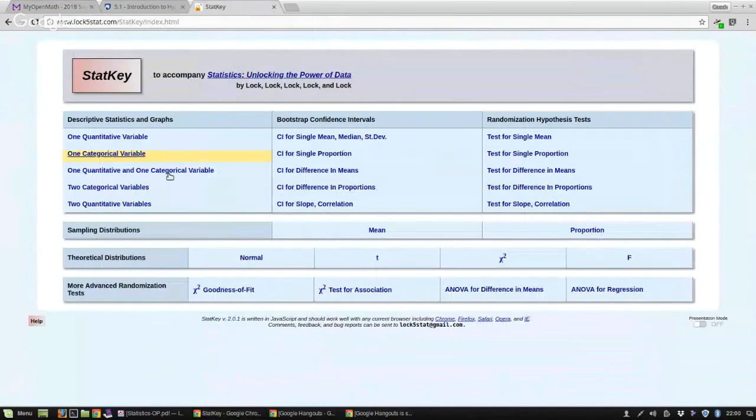So I'm going to jump down here in StatKey to the normal section under theoretical distributions. So we're moving away for a moment from the randomization simulations, and we're going to take a look at some theory for a little bit, and then we'll come back to the randomizations to see how they compare.